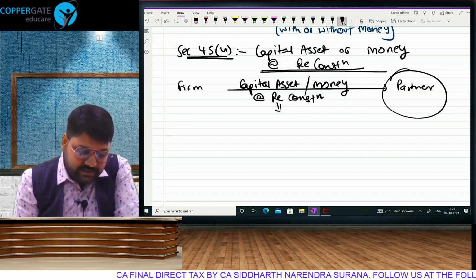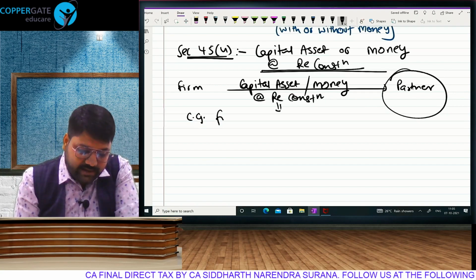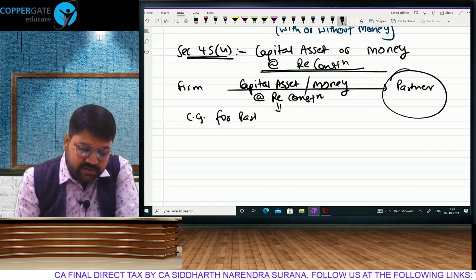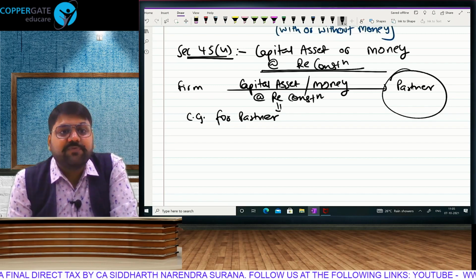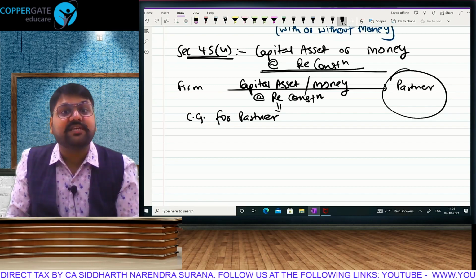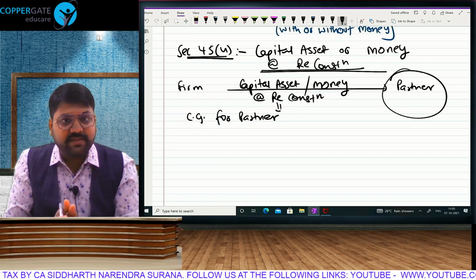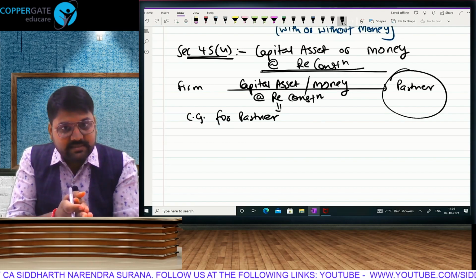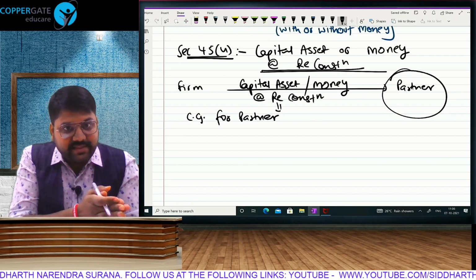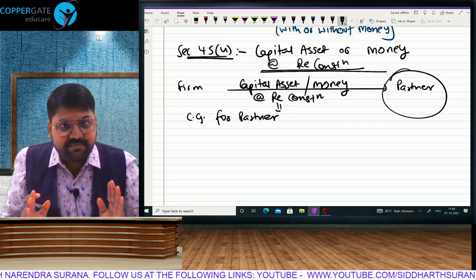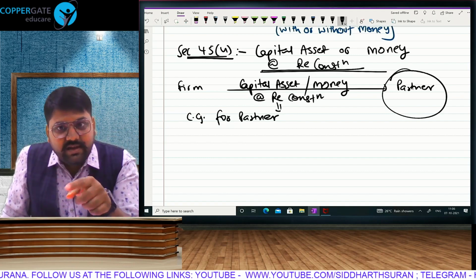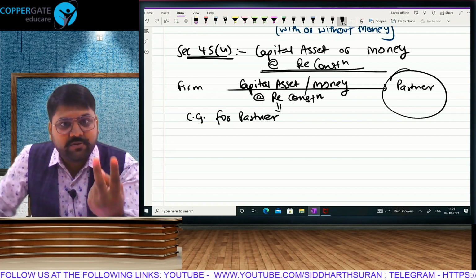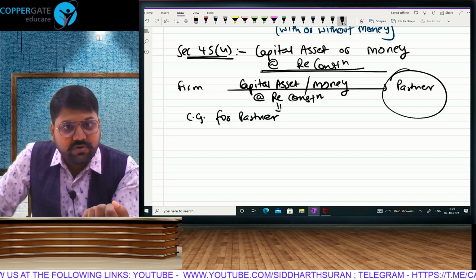This transaction is now going to attract capital gains for the partner. Think about it, compare him with a shareholder. You buy shares. One day at the time of liquidation, your shares will become a worthless piece of paper. But against those shares, at the time of liquidation, either you can get money or you can get asset from the company. Yes or no?